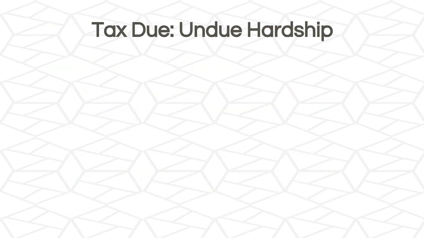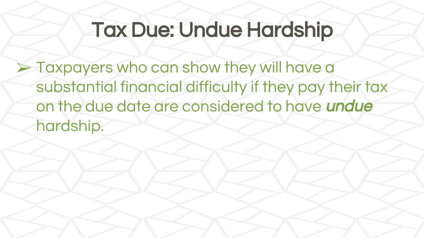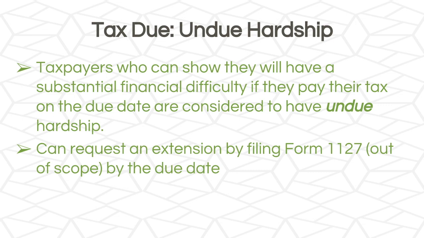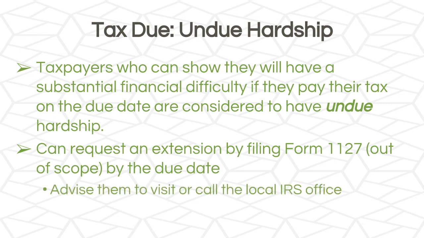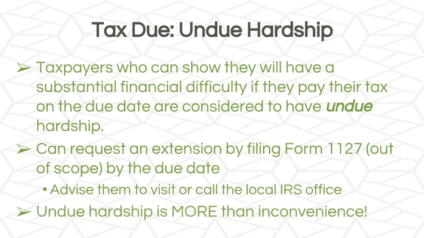Taxpayers who can show that they have substantial financial difficulty if they pay their tax on the due date are considered to have undue hardship. And they can request an extension by filing Form 1127. Unfortunately, this is out of scope for us, but we can advise them to visit or call the local IRS office. Keep in mind that undue hardship is more than inconvenience.